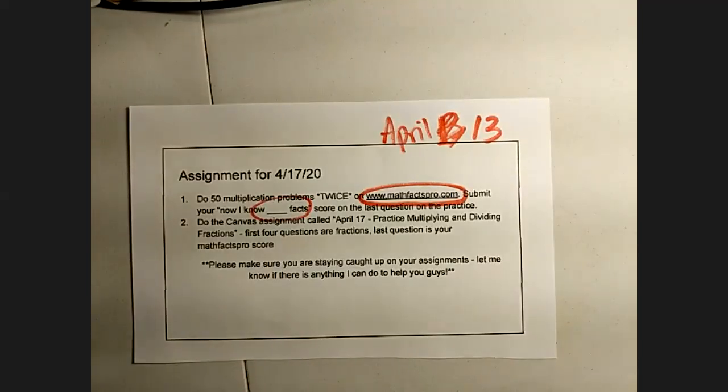There's going to be a spot for you on your Canvas assignment today to put in how many facts you know. Look at the image that'll be there to help you out to know what number you're going to put in. So your Canvas assignment for today is April 17th, multiplying and dividing fractions. Please make sure you do the first 4 questions. And then the last question is your Math Facts Pro score.